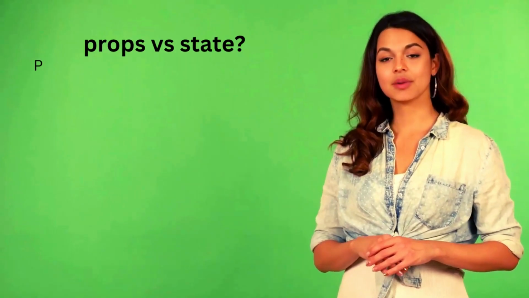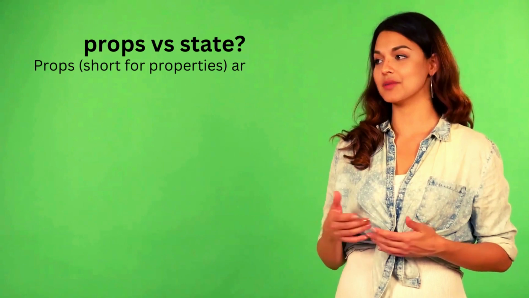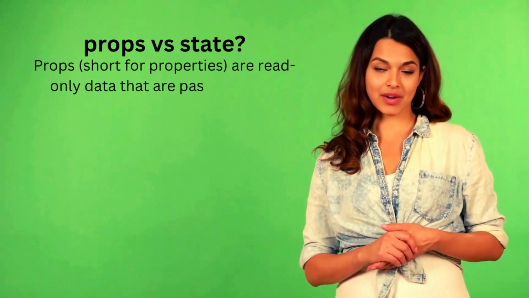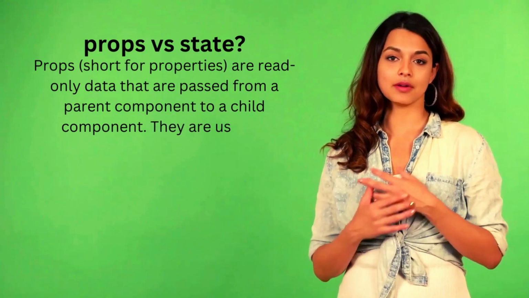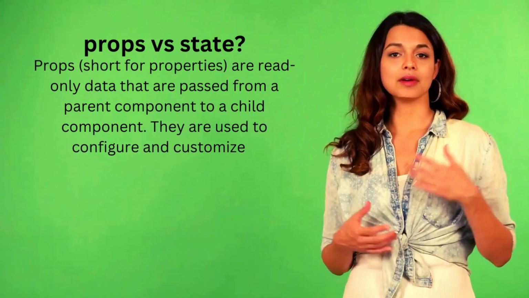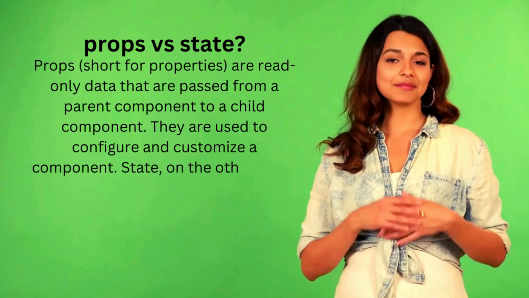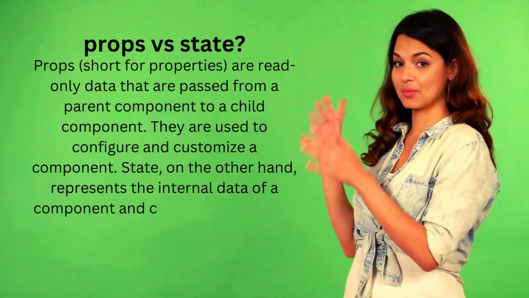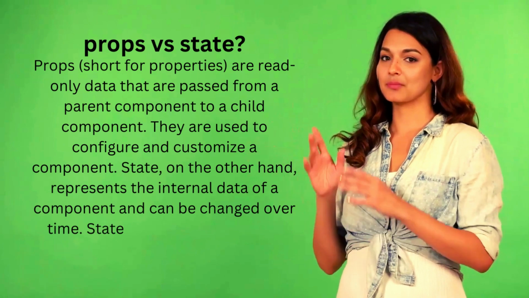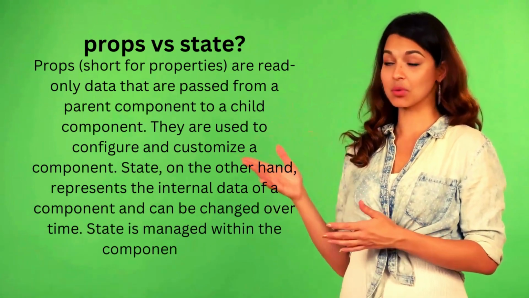What is the difference between props and state in React? Props, short for properties, are read-only data that are passed from a parent component to a child component. They are used to configure and customize a component. State, on the other hand, represents the internal data of a component and can be changed over time. State is managed within the component itself.